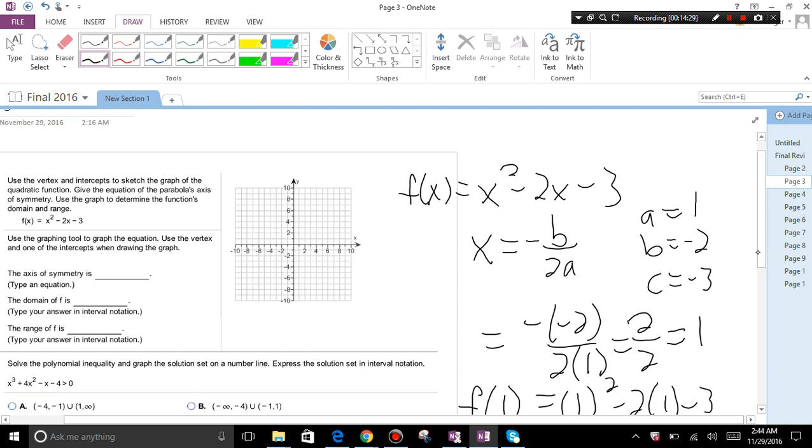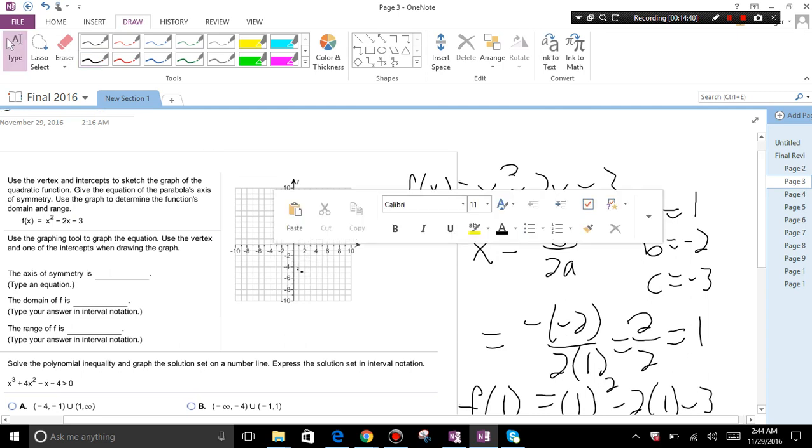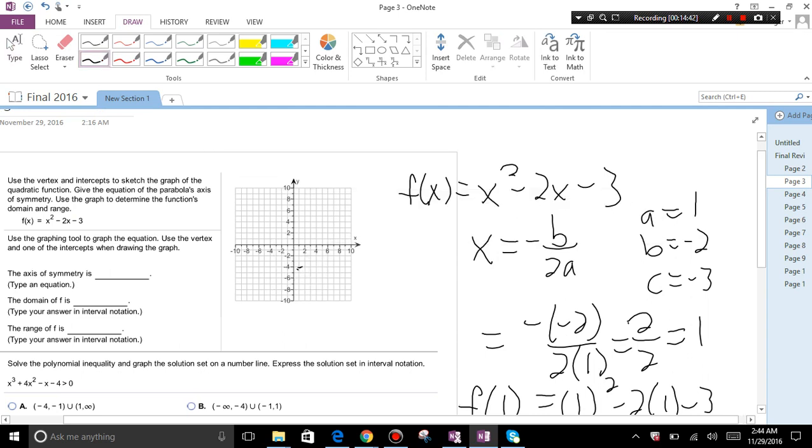So you go to 1 and then down to -4. There is the x-coordinate of the vertex. I'm sorry, there's the vertex there.